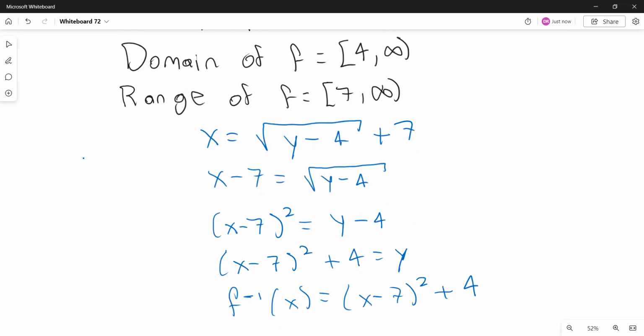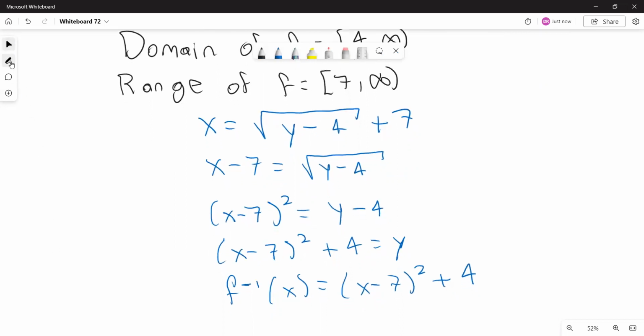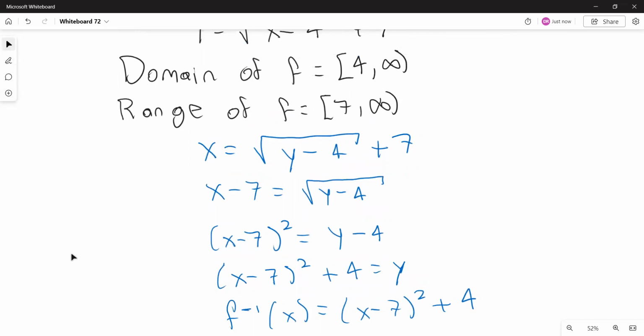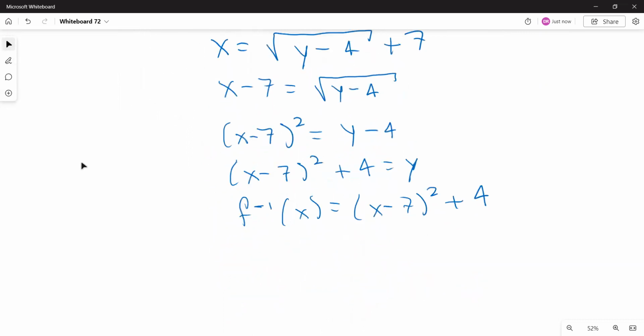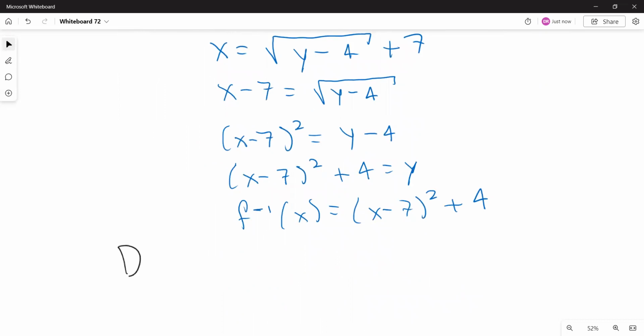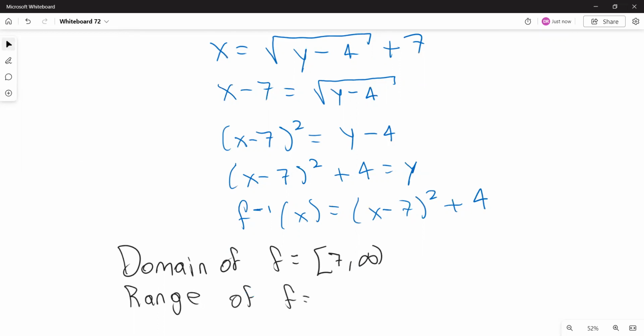So we know that in general, the domain of x minus 7 squared plus 4 is all real numbers, but we're going to make a restriction. We're going to restrict the domain to make sure that this function is 1-to-1. So the domain of f inverse, just to make sure that the inverse of f inverse is indeed f, is going to be 7 to infinity. We're restricting the domain, and the range, we notice from the vertex, is 4 to infinity.